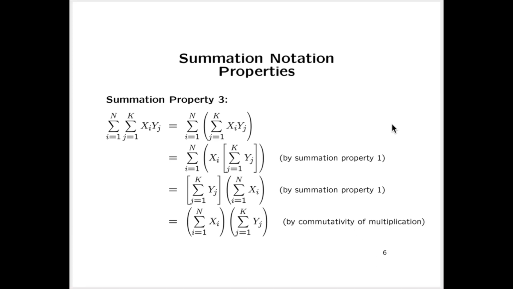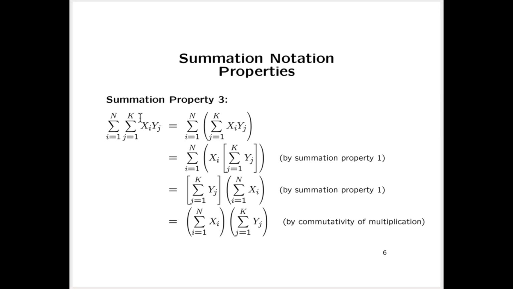Okay, here is another useful property, Summation Property 3. Notice here that we have a double summation. First, in the outer summation, the index of summation is i, and so i is going from 1 to cap N. And then in the inner summation, we need an index of summation that is different than the index of summation for the outer summation, so we'll call that j. And so in the inner summation, j is going from 1 to k.